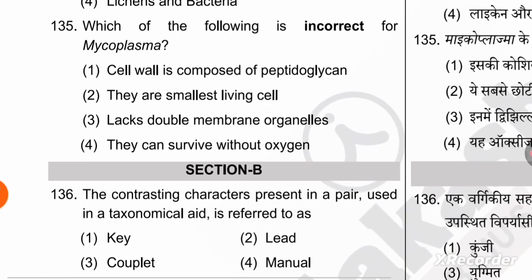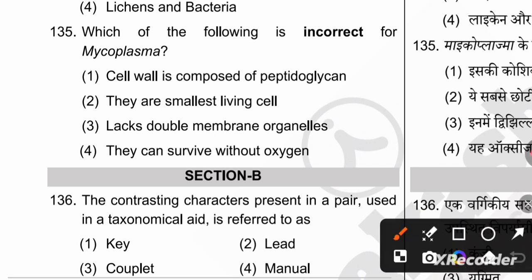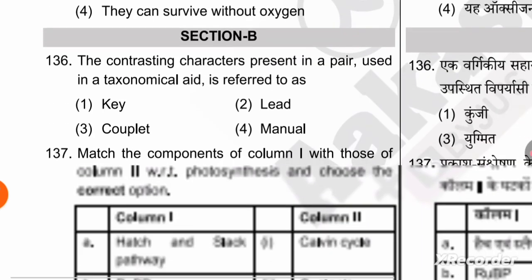Let us move to the next question. Which of the following is incorrect for mycoplasma? The incorrect one is the first statement itself: cell wall is composed of peptidoglycan, because in mycoplasma the cell wall is absent. It is not present.